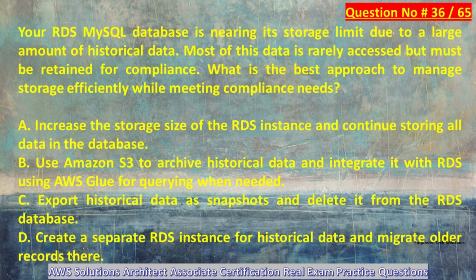A. Increase the storage size of the RDS instance and continue storing all data in the database. B. Use Amazon S3 to archive historical data and integrate it with RDS using AWS Glue for querying when needed. C. Export historical data as snapshots and delete it from the RDS database. D. Create a separate RDS instance for historical data and migrate older records there.